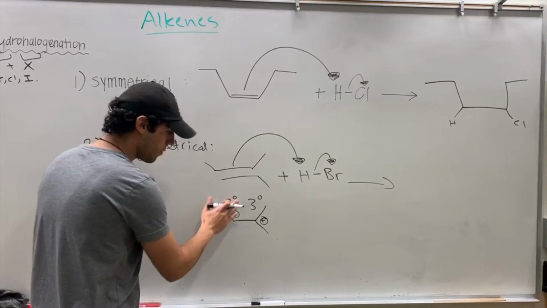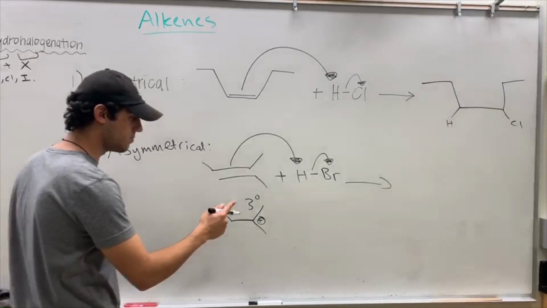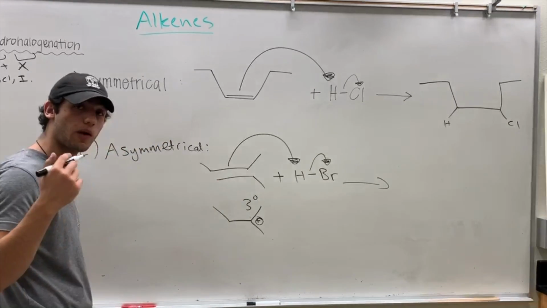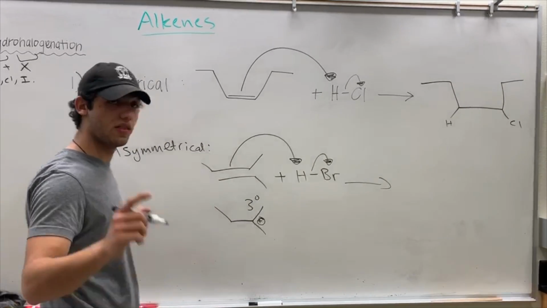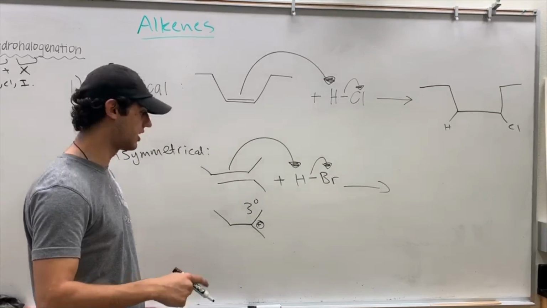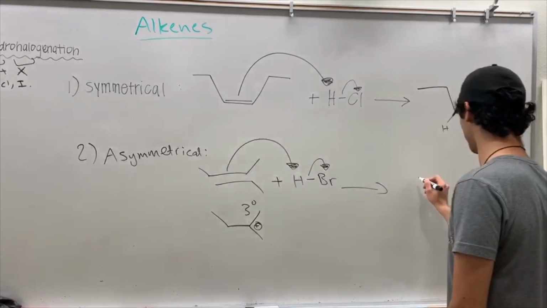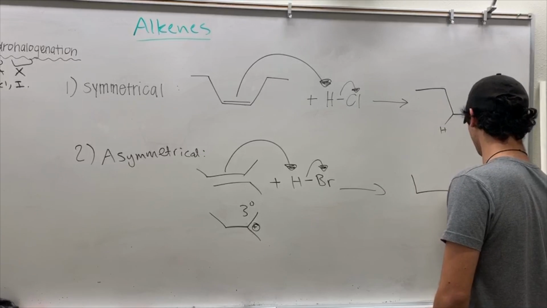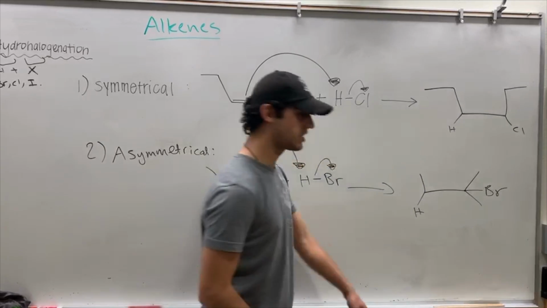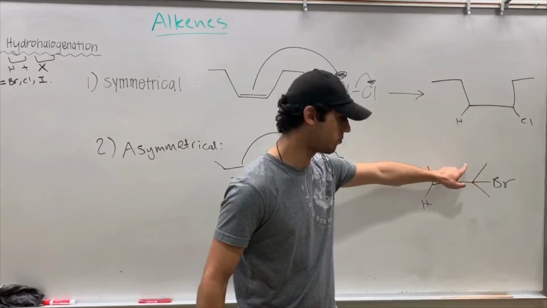So the halogen gets added to the more substituted side, and that will give you the Markovnikov addition, where hydrogen gets added to the least substituted side, and the halogen gets added to the more substituted side. So the product of this would be as that. And here's my hydrogen. As you can tell, hydrogen got added to the least substituted side, and the halogen got added to the more substituted side.